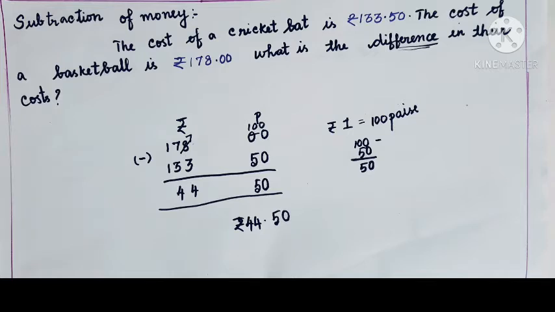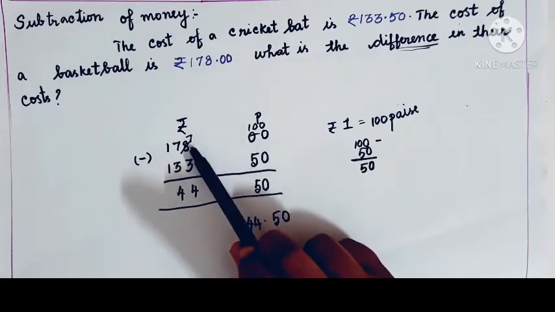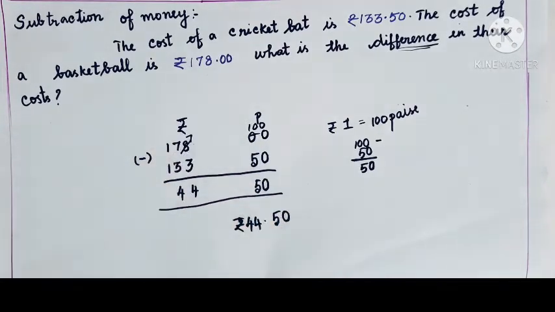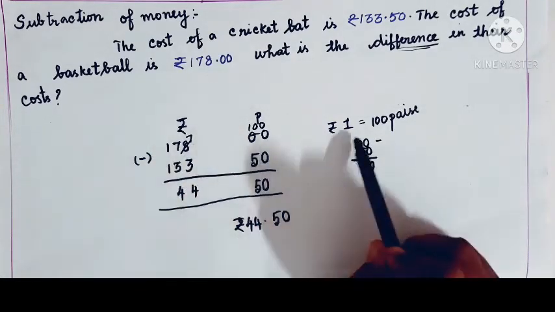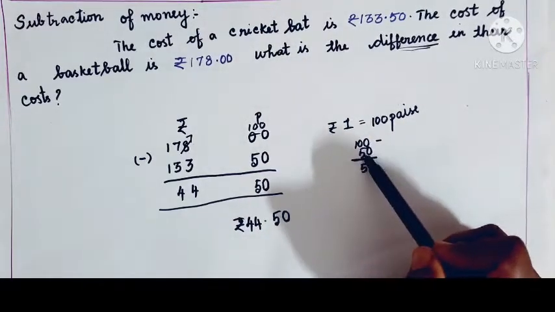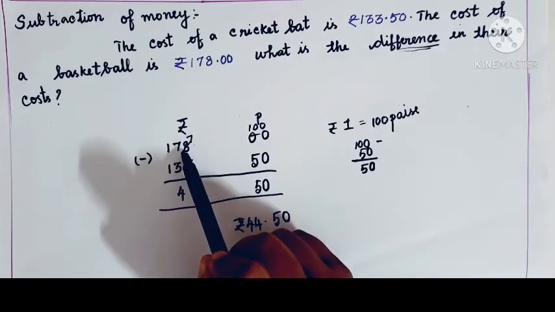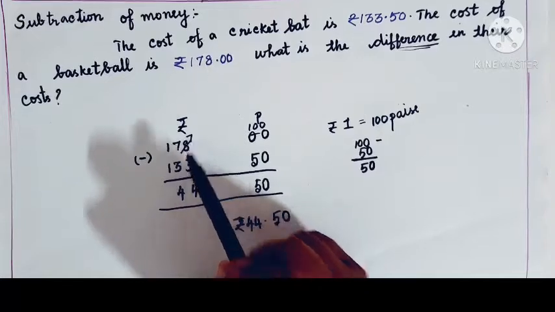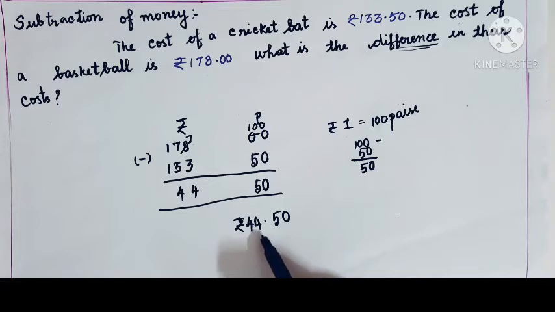Now again I repeat. Here there are no pies, so we are going to borrow from here. But here it is all rupees, so conversion is going on. What we have to do? Rupees 1 is equal to 100 pies. So 100 minus 50 is 50. So 50 pies we have taken, and we have taken 1 rupee. So we make the before number 177. So 7 minus 3 is 4. 7 minus 3 is 4. So the answer is rupees 44, 50 pies.